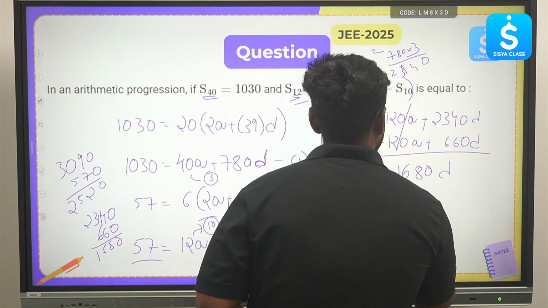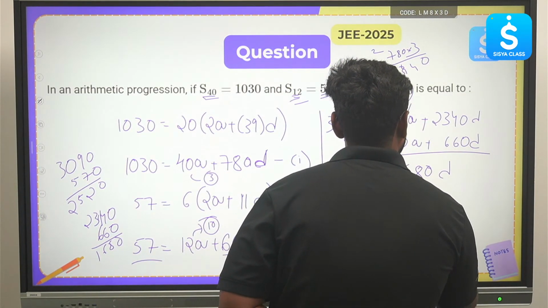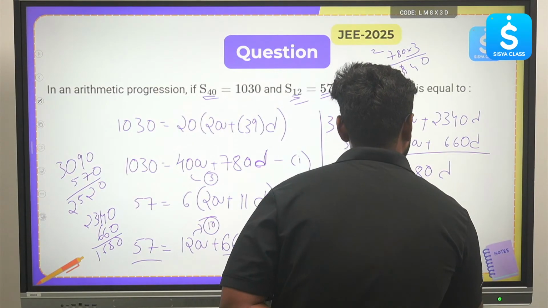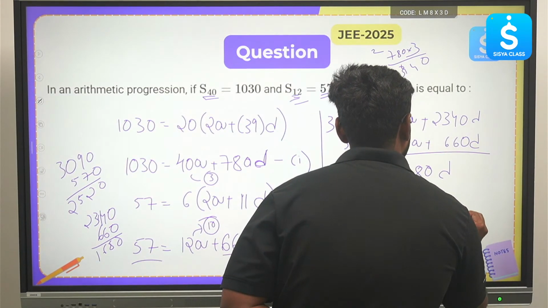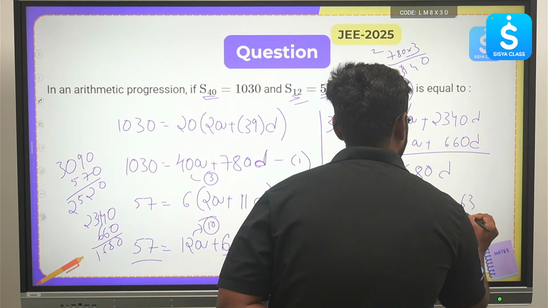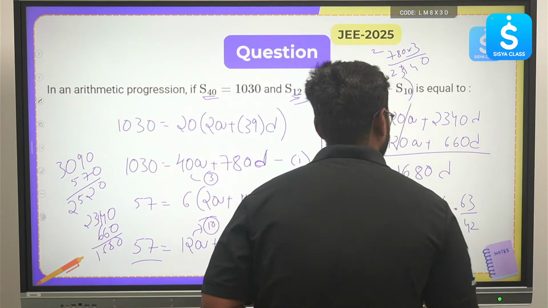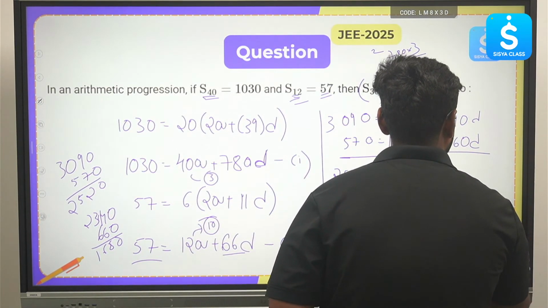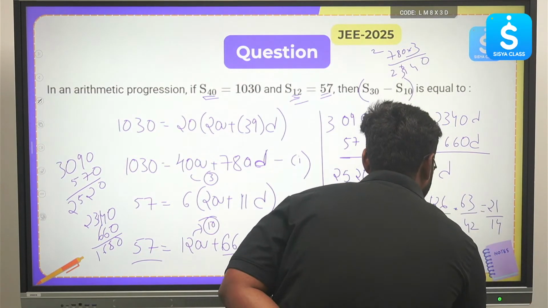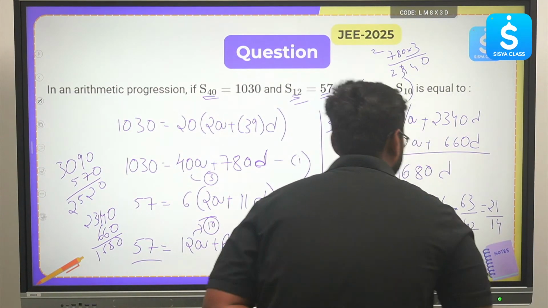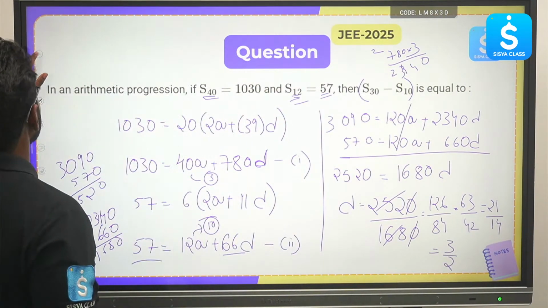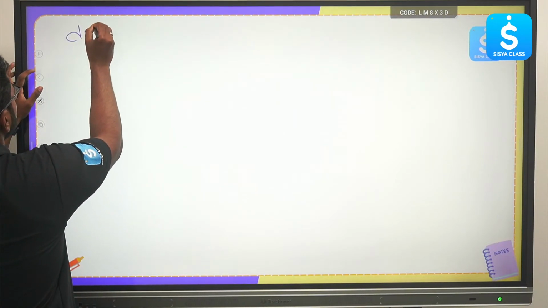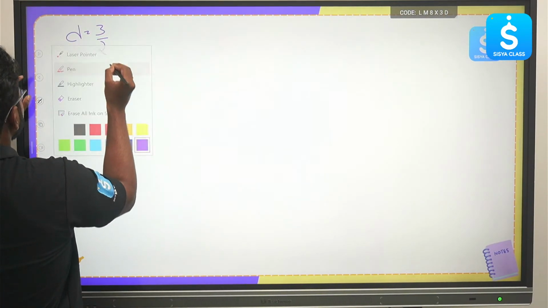This should be 126 by 84, 63 by 42, which should be 21 by 14. That should be 7 threes and 7 twos. We got the value of D as 3 by 2. D is equal to 3 by 2.